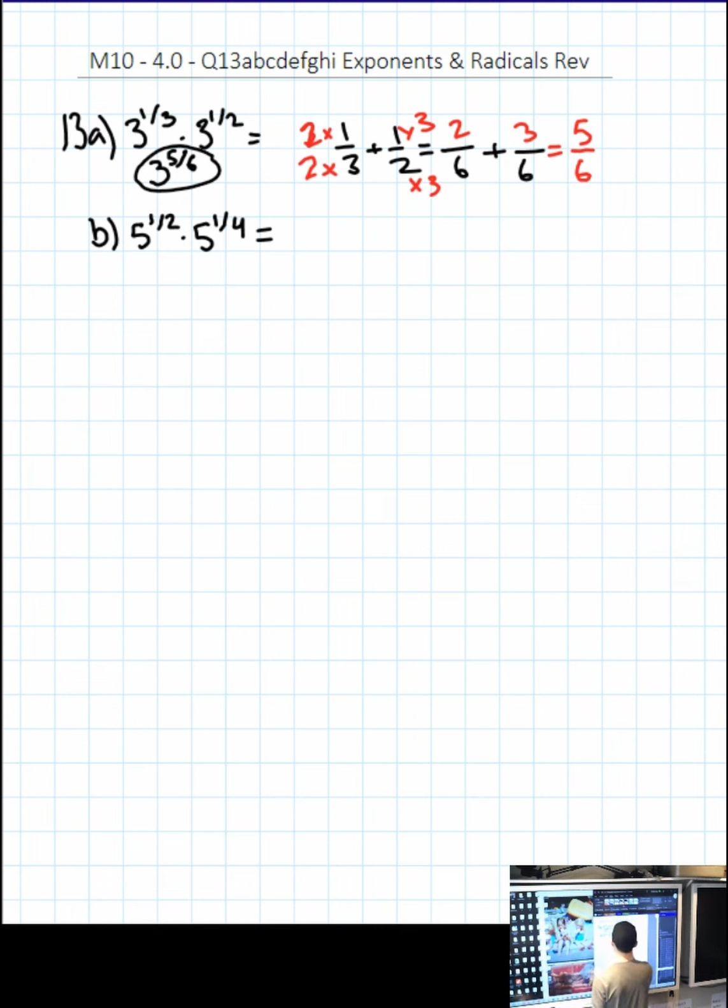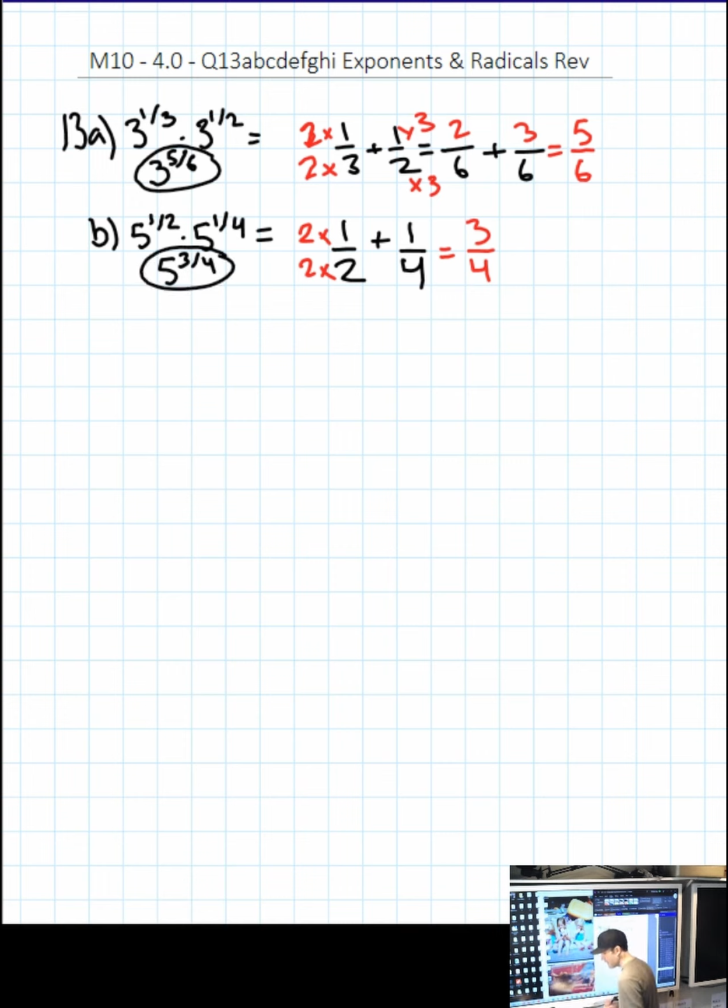Again, we're going to add fractions, so we have 1/2 plus 1/4, multiplying with the same base, add the exponents. This time, the lowest common denominator is 4, and I'm going to skip a couple steps. So times the top and bottom of this fraction by 2. That means that we are over 4, and 2 times 1 is 2, plus 1 is 3, and the answer is 5 to the 3 over 4.